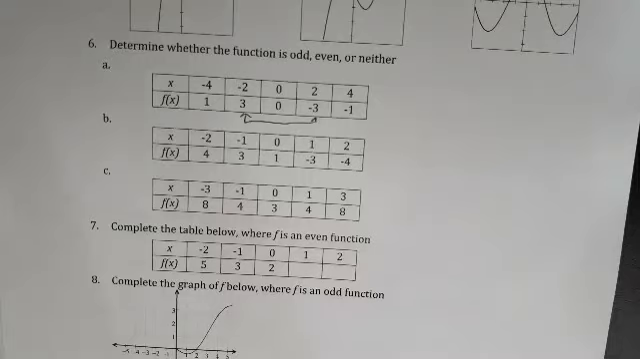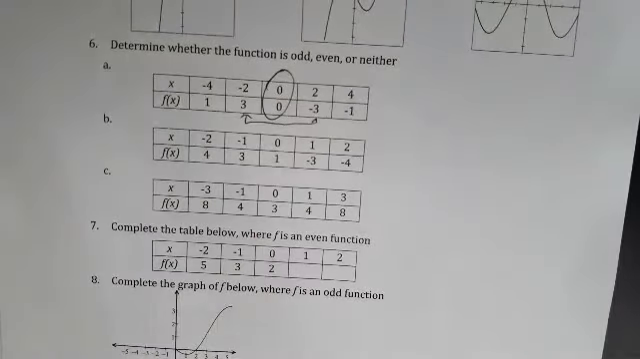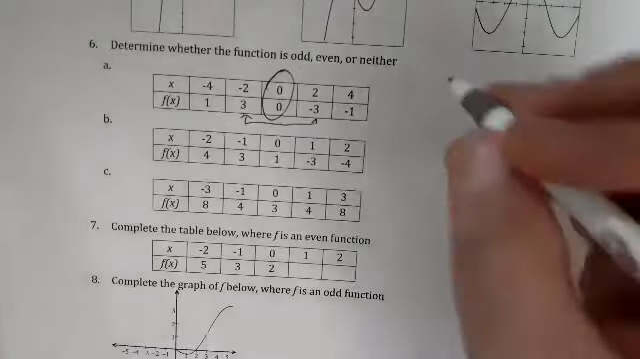And what's the other thing I have to check? They're opposites, and it goes through the origin. If they're opposites and it goes through the origin, then they are odd.